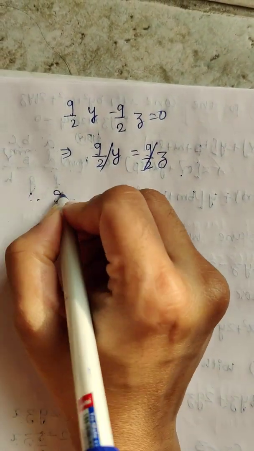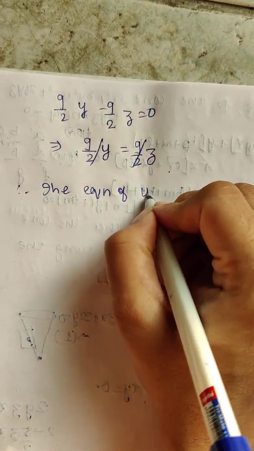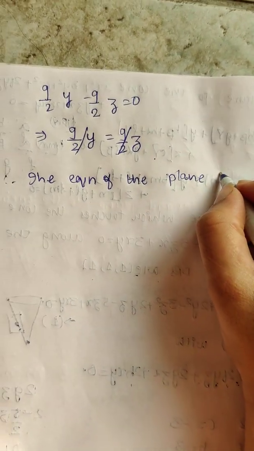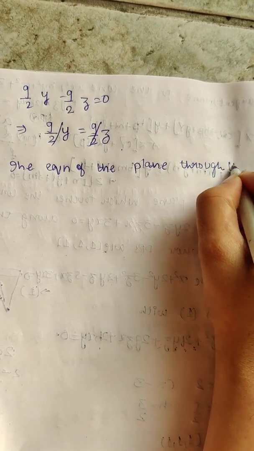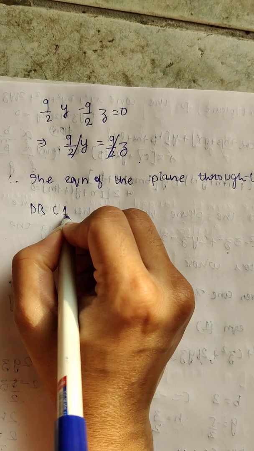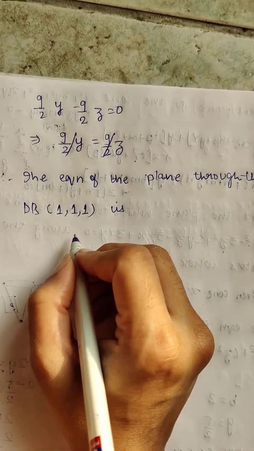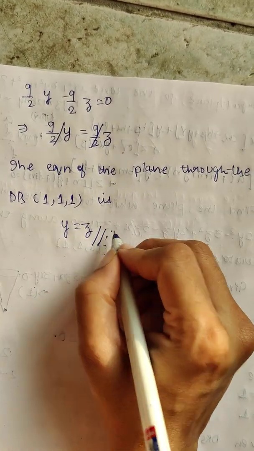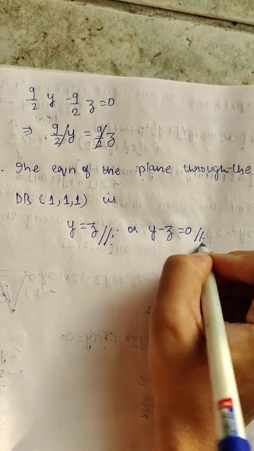Therefore, the equation of the plane through the DRs (1, 1, 1) is y = z, or you can write it as y − z = 0.